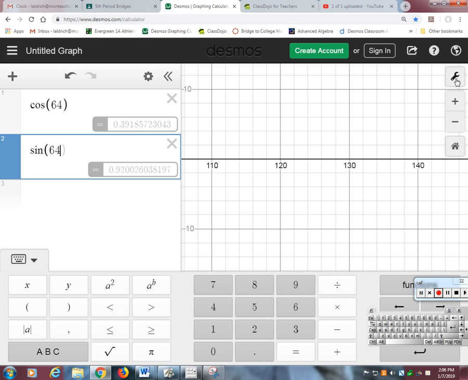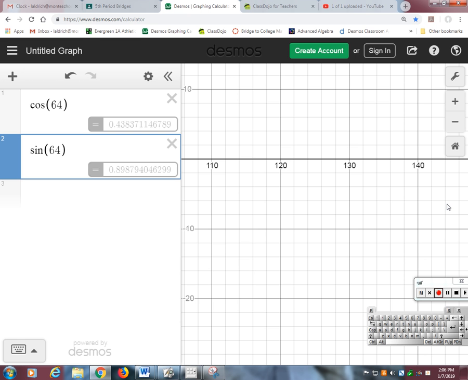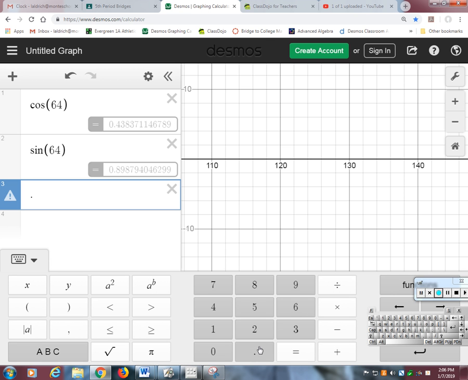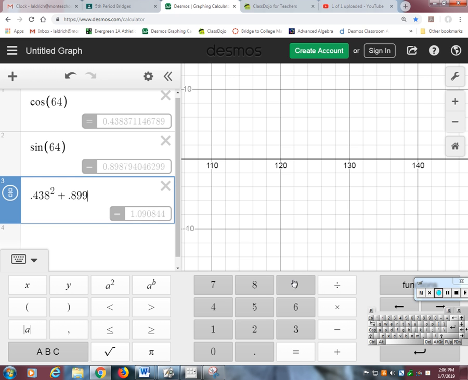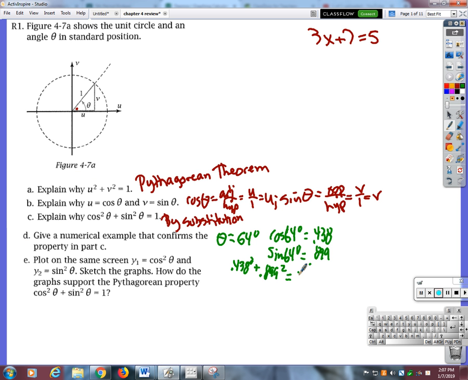Okay. And you're right. So 0.438, good, and then 0.899. All right, so then we need to just show that if we take each one of those and square them, 0.438 squared plus 0.899 squared, so that's where you fell down on that one. If you square those, you get basically 1. It's a little bit bigger than 1 because we did some rounding. If we had not rounded it, we would have gotten 1.